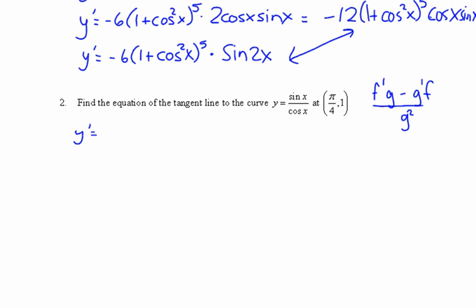So derivative of sine goes, and then leave the bottom. So we have cos x times cos x, or cos squared x, minus. Leave the top. Derivative of bottom, cos x, negative sine x, all over the bottom squared.